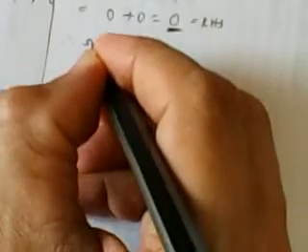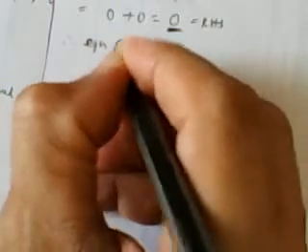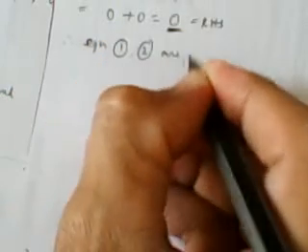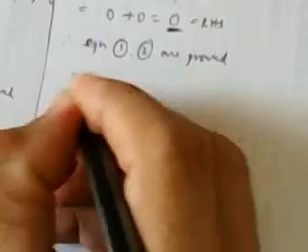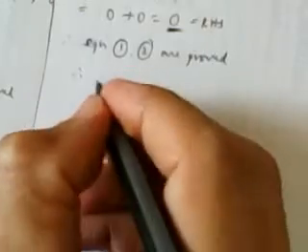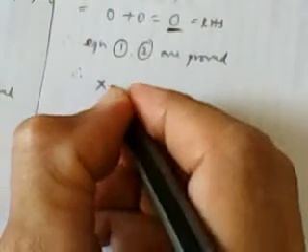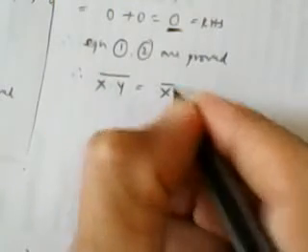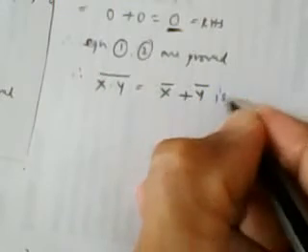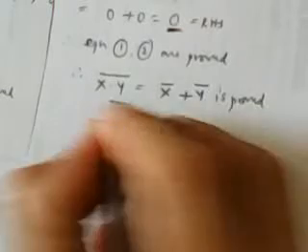Since equations 1 and 2 are proved, therefore De Morgan's theorem 2, that is, (x dot y) whole bar is equal to x bar plus y bar, is proved. Right? Understood?